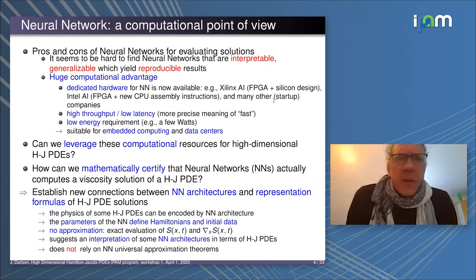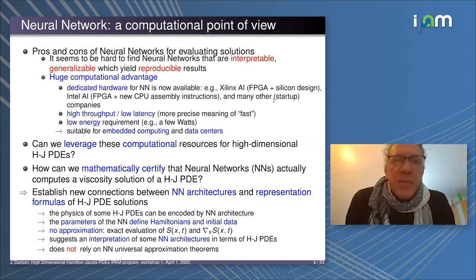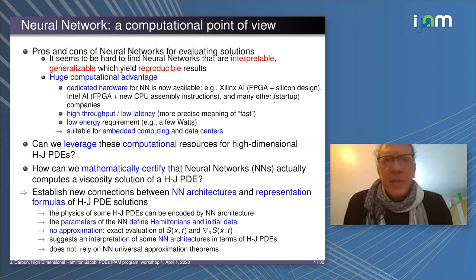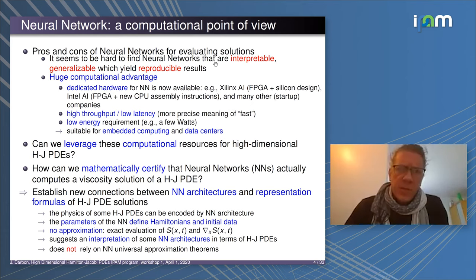There are some pros and cons when you are using a neural network to represent the solution of a PDE. One of the problems is that, in general, it is hard to interpret what the neural network is doing. That also leads to problems about the generalization of the network, and eventually there may be some problems in reproducing the results. These questions are well known, and many people are working on them and provide partial answers, but those are the main challenges in using a neural network.